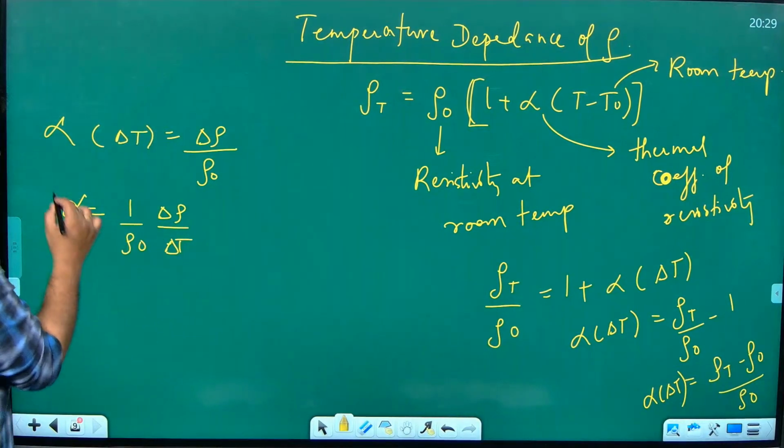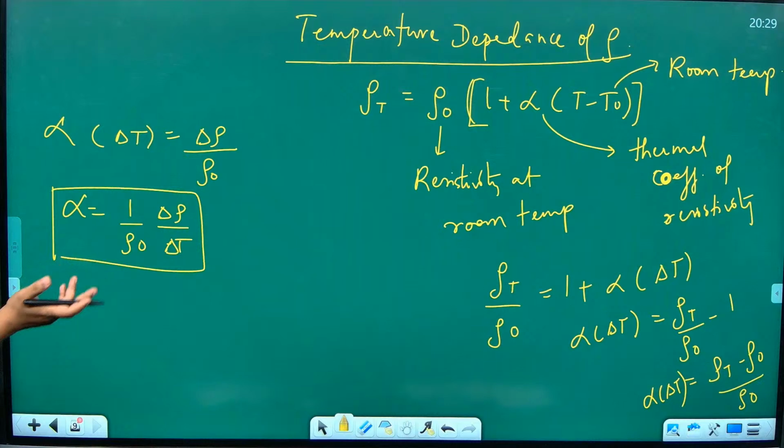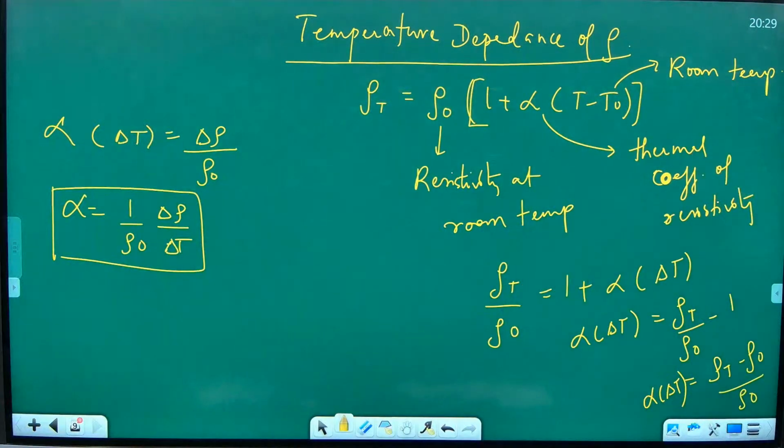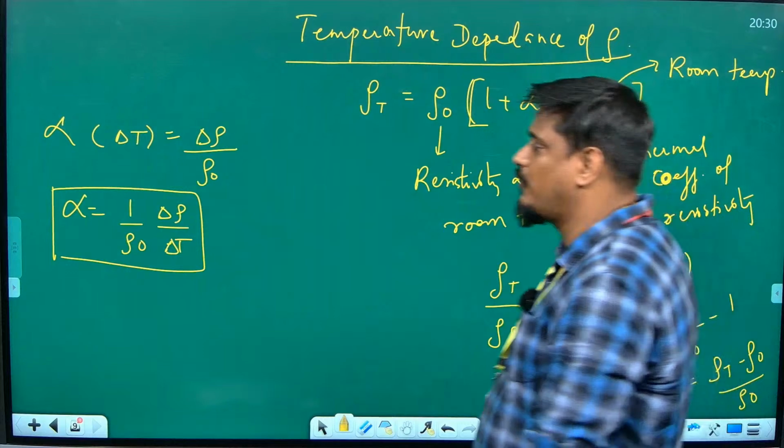This also can be written. It's not something very big. I just rearranged the terms, nothing else. Change in temperature I took as delta T, and change in resistivity I took as delta rho. That's all. I hope you have understood this. Nothing big we have done; we have found the value of alpha in terms of rho.